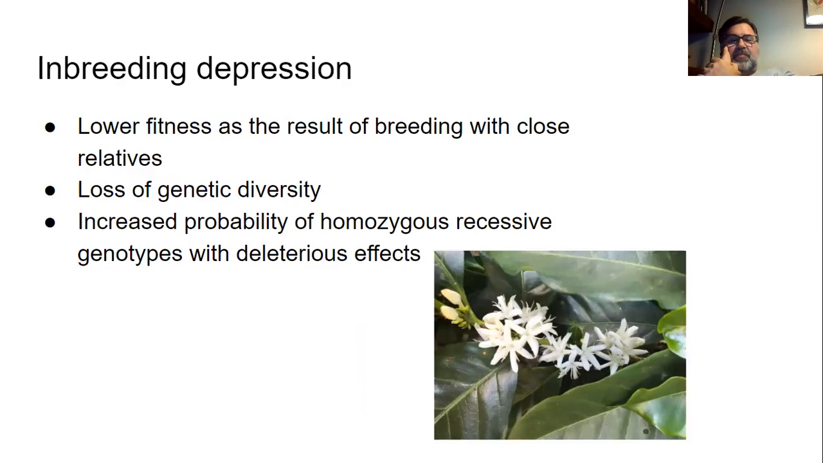All right. Inbreeding depression is lower fitness as a result of breeding with close relatives. There's a loss of genetic diversity, and you have increased probability of homozygous recessive genotypes with deleterious effects. And what that means is you have rare recessive alleles. They're spread in a population, and the chances of them meeting in a large population are pretty low. But as the population gets smaller, or you start inbreeding, the chances of those two recessive alleles getting together is much higher.